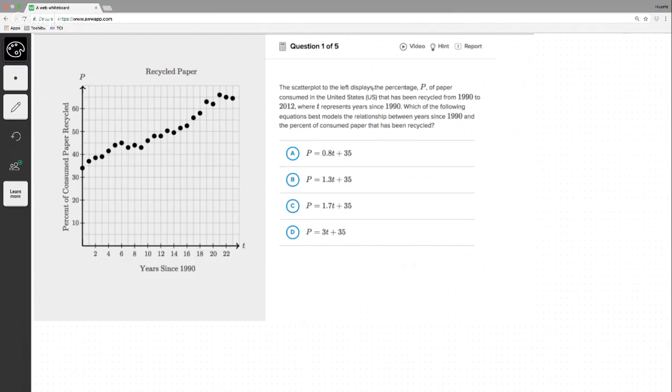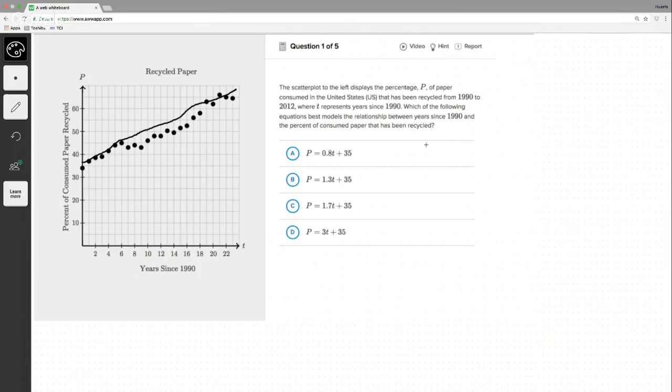The scatter plot to the left displays the percentage P of paper consumed in the United States that has been recycled from 1990 to 2012. So let's see, years since 1990, right? So 22 years. And this is percent of consumed recycled paper. Okay, so it's going up and up, where T represents the years. Which of the following equations best models the relationship between years since 1990 and the percent of consumed paper that has been recycled? I'm going to first turn this into a line of best fit, just to get a rough idea, something like this. So it looks like our y-intercept should be around 35.